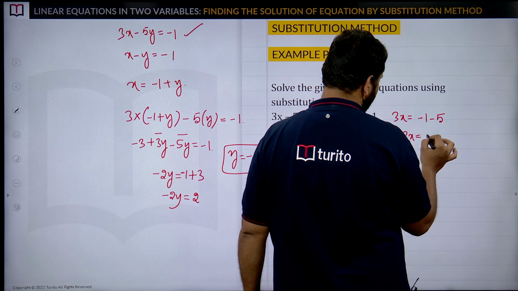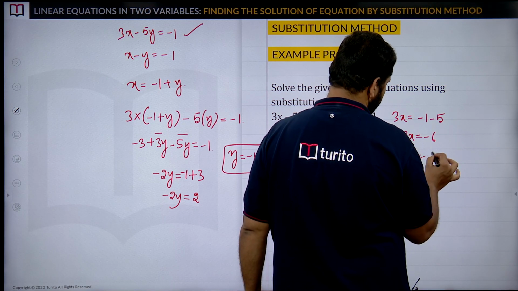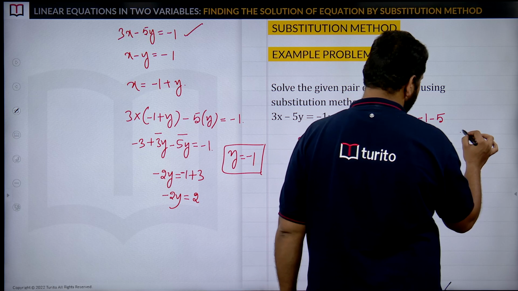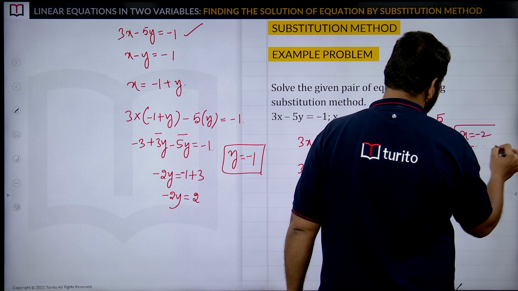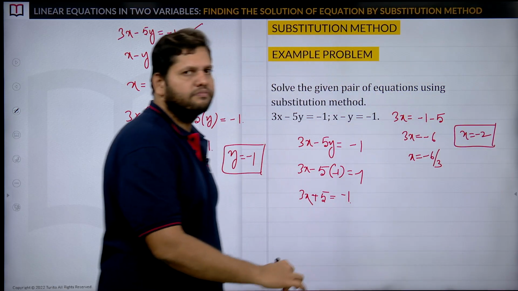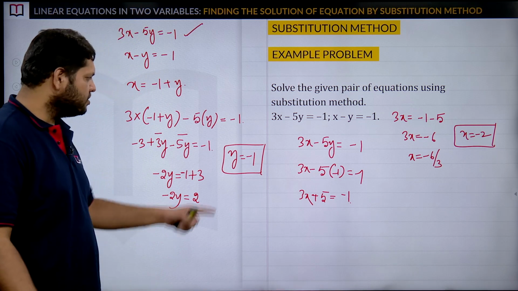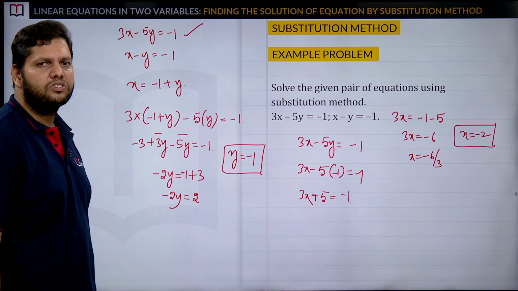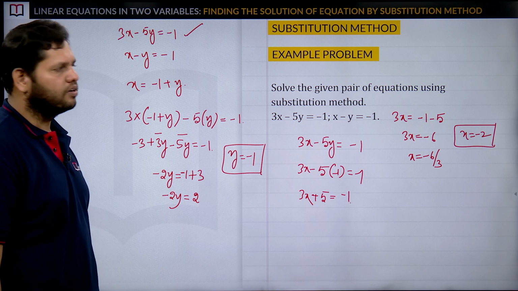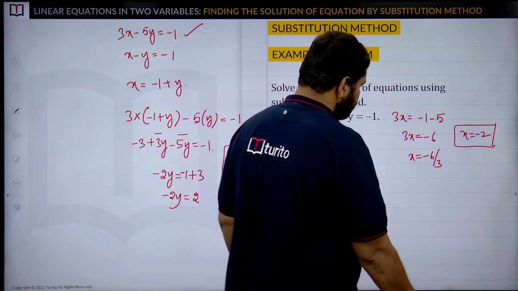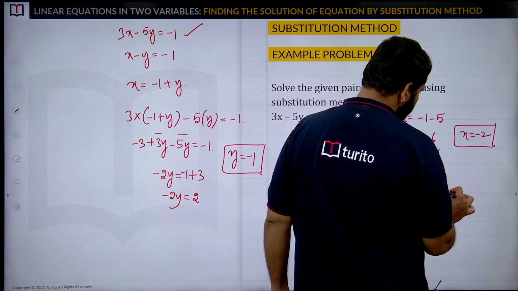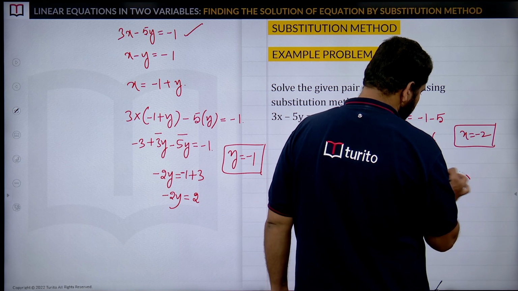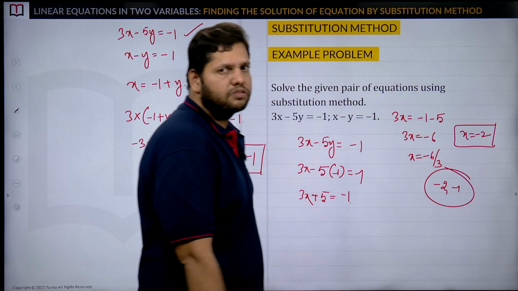3x is equal to what? Minus 6, and x is equal to minus 6 by 3, then x is equal to what? Minus 2 is the answer. Clear, children? So y is equal to minus 1 and x is equal to minus 2 is the answer. Okay, so these are the two solutions, children. We can write minus 2 and minus 1. So this is a pair of solutions.